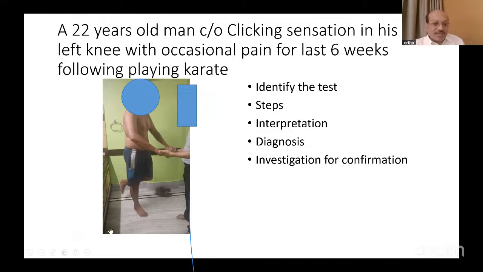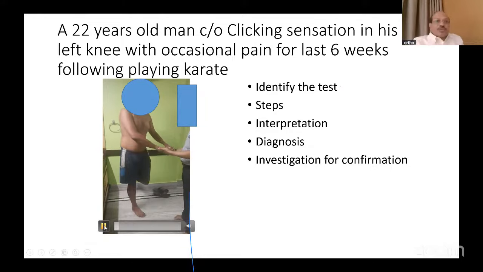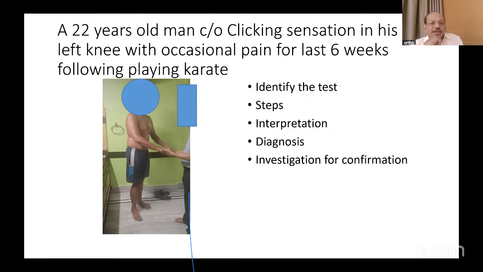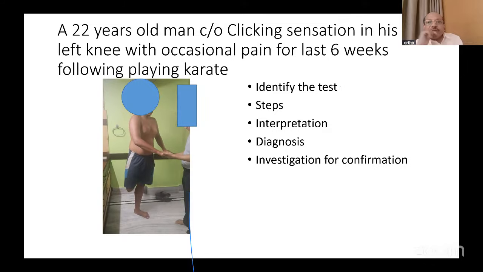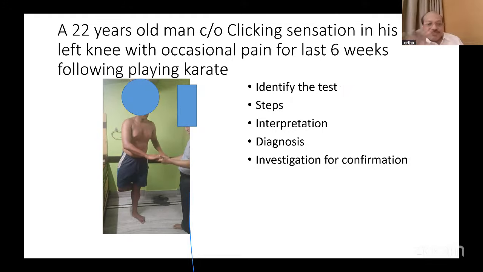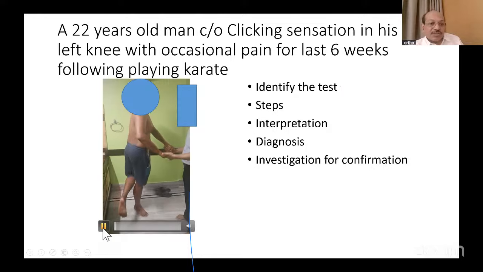Now check this test also. This is a 22 year old man. This question has already come in one TNB. A 22 year old man complains of a clicking sensation in his left knee with occasional pain for the last 6 weeks, following playing karate, where blows are given with the foot or leg. So this test is being done.